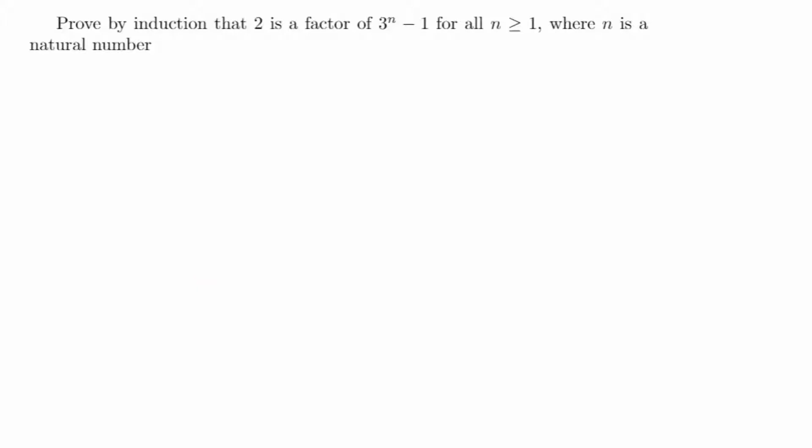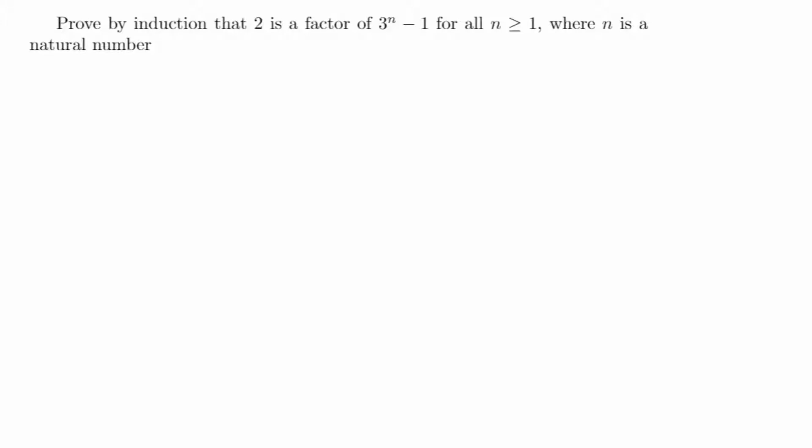I'm Tara and today we're going to be covering proof by induction, but this time using the divisibility, so the division ones. So our question today is: prove by induction that 2 is a factor of 3^n minus 1 for all n greater than or equal to 1, where n is a natural number.